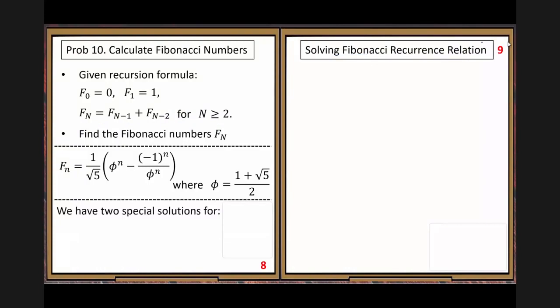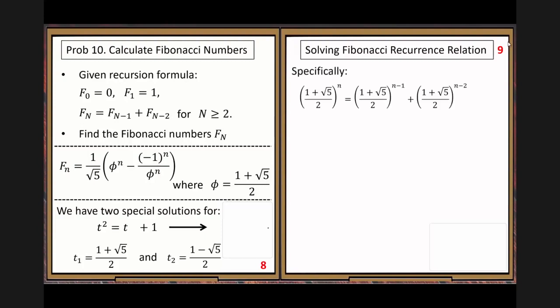All right. We have two special solutions for that recurrence relation. From this algebraic equation, you know these two solutions give us two sequences. Each sequence satisfies the recurrence relation, right? If we use T1 and plug it into the original recurrence, do you think this equality is satisfied?